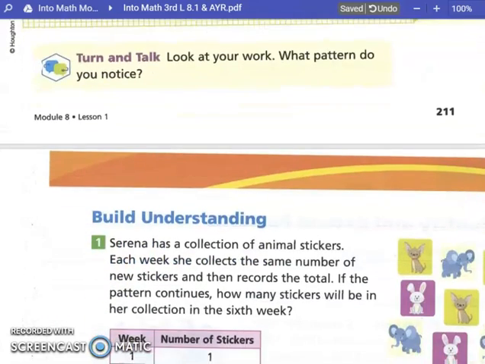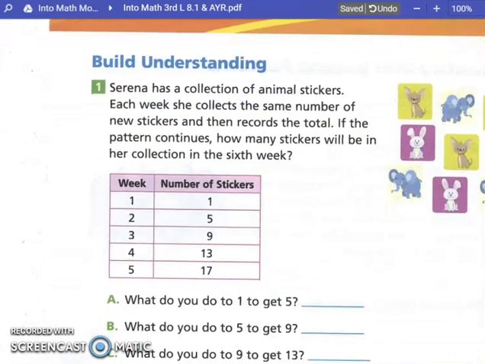All right, go on to the next. Build your understanding. Serena has a collection of animal stickers. Each week she collects the same number of new stickers and then records the total as the pattern continues. How many stickers will be in her collection in the 6th week? So week 1, she has 1 sticker. Week 2, how many stickers does she have? 5. So how many stickers did she collect in week 2? 4.